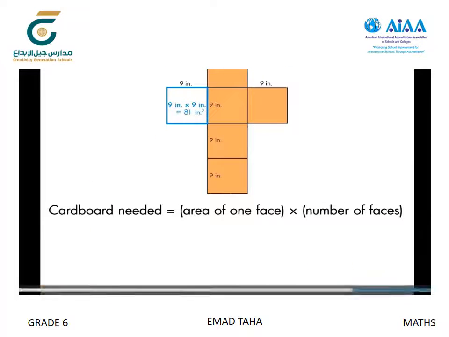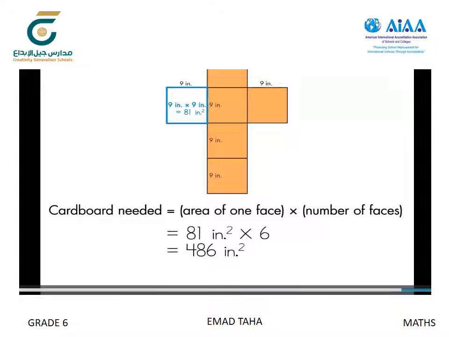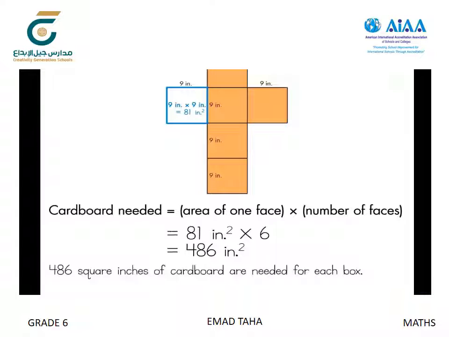Listen and look for other students who do find the total area of the 6 square faces to solve the problem. They multiply the area of one face, 81 square inches, by the number of faces, 6, to get a total area of 486 square inches. All of these students show an understanding of how to find the total area of a net of a prism. This understanding will help them find the surface area of prisms in the remainder of this lesson.